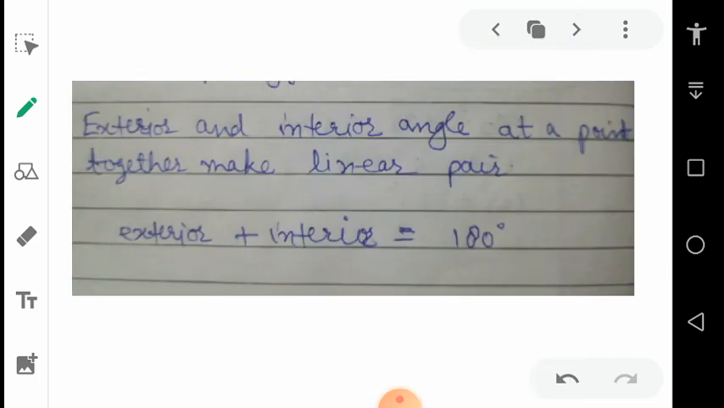Okay, there is a property for interior and exterior angles. What is that? The exterior and interior angle at a point together make a linear pair. Linear pair means if the sum of two adjacent angles is 180, then they are called a linear pair. Now how to understand this? By using a diagram.